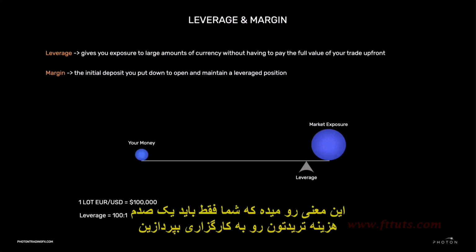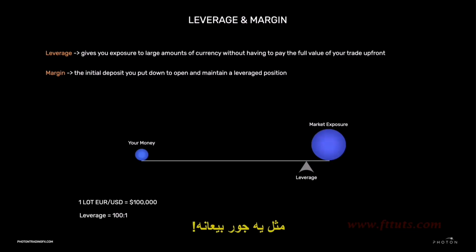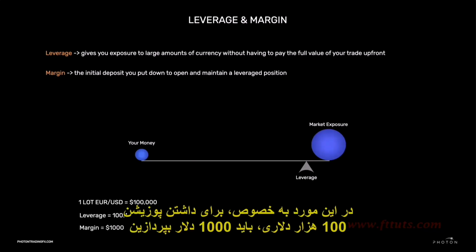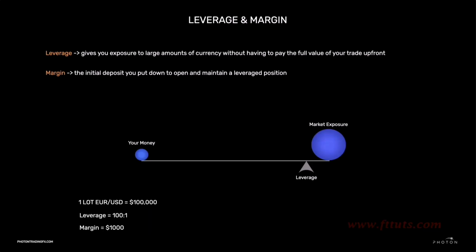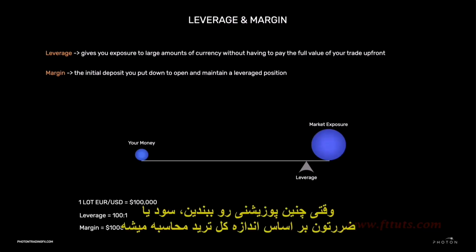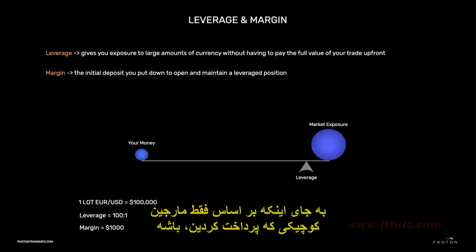What this means is that you only have to put up 1/100th of that trade cost in margin to the broker as essentially a good faith deposit in order to control that large position. So in this case, that would only be $1,000 for you to control a $100,000 position. Now, when you close a leveraged position like that, your profit or loss is based on the full size of the trade instead of just on the small amount of margin that you initially put up.